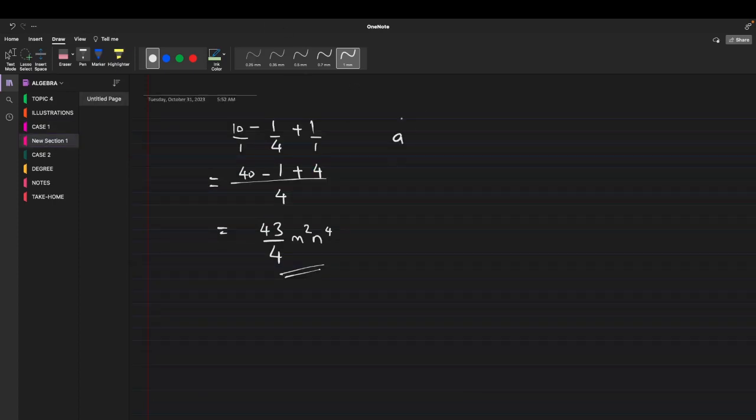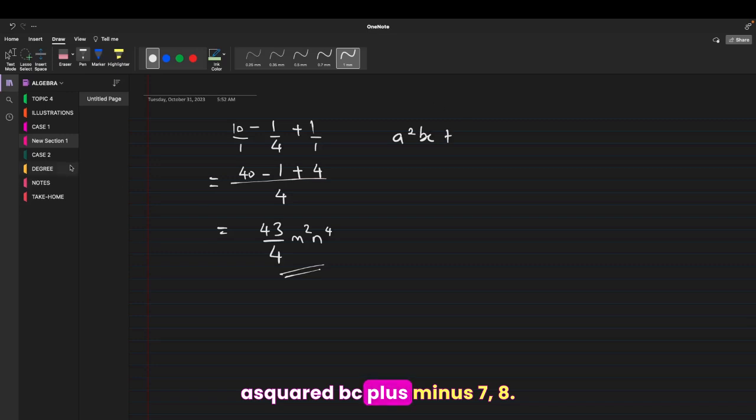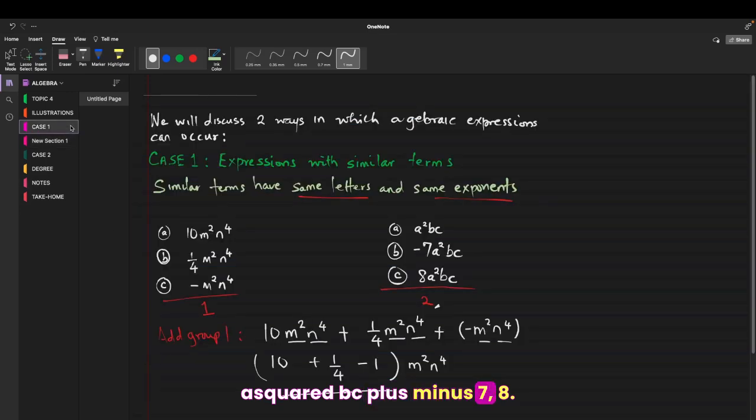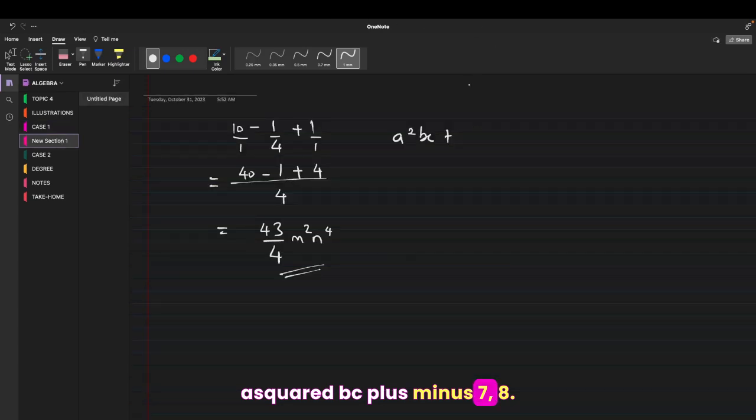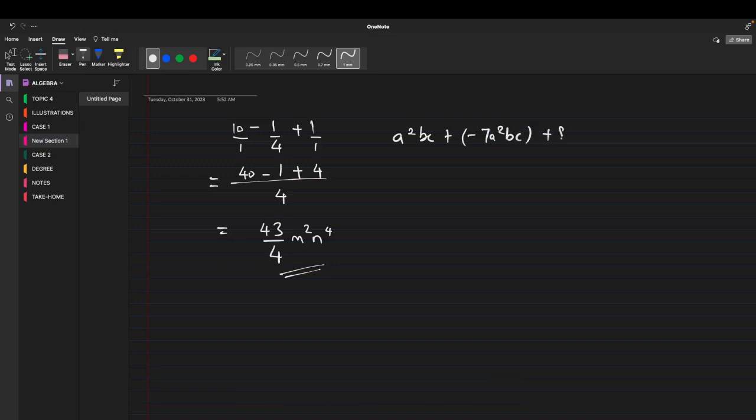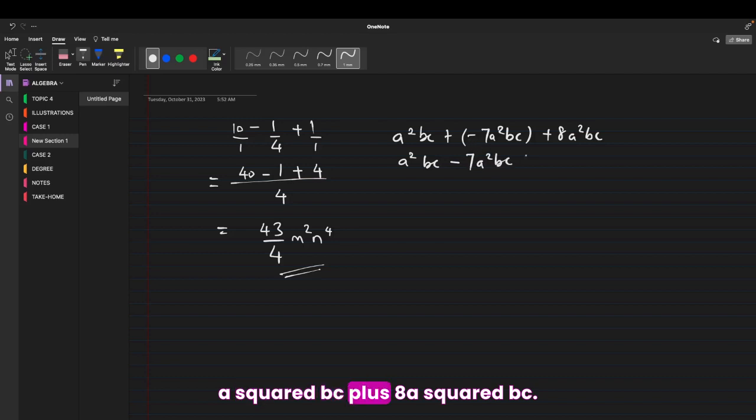So let's do this. A square bc minus 7a squared bc plus 8a squared bc. Again, they are all the same. A has an exponent of 2, b exponent of 1, c an exponent of 1. It's the exact same as these other two, so we can add them together.